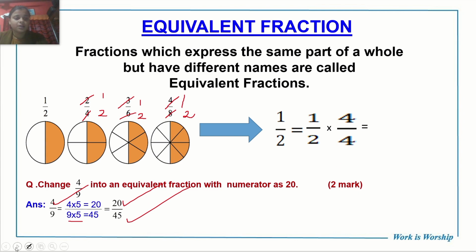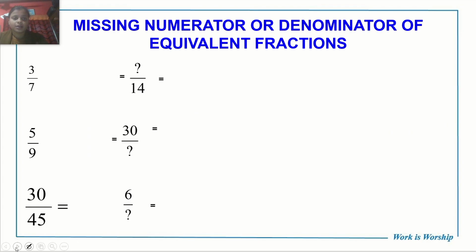Now we will come to missing numerator or denominator of equivalent fractions. We will solve some. Okay. Like 3 by 7. We have to get the numerator. So we will see 14. We can multiply it with 2. Then we are getting 14. So we have to multiply 2 with the same number, which is 3. 3 2s are 6. So the question mark will be 6 by 14.